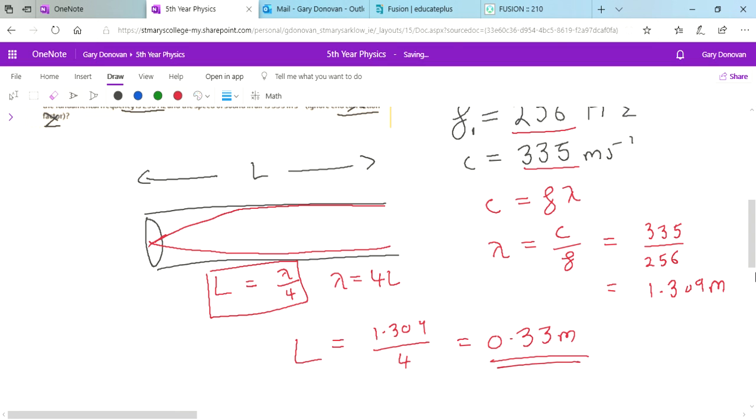So in order to answer these questions, you need to know the diagrams above very, very well, because if you can draw that out, it's really easy to see the relationship between L and lambda.